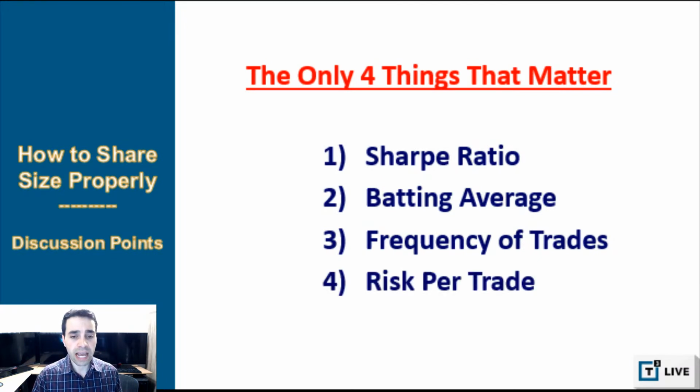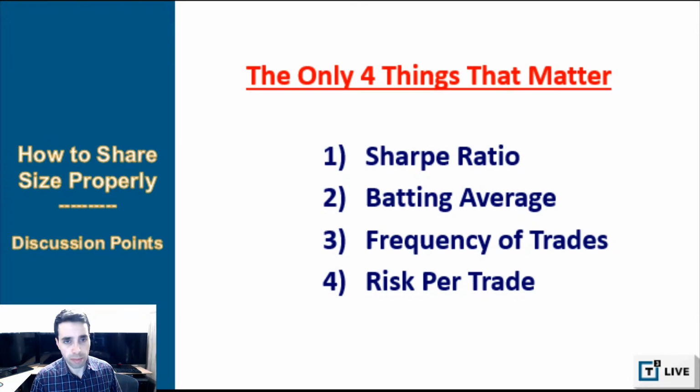And lastly is your risk per trade. You might have the best numbers ever. You might have a Sharpe Ratio of 10 to 1, meaning when you make money, you make 10 times as much as when you lose. Okay? You might have a batting average of 90%. You lose only 10% of the time. You might find 20 trades per day, but if you risk $5 per trade, you're still not going to make much money. Does that make sense? So your risk per trade, or your share size, is important. Those are the only four things that matter.